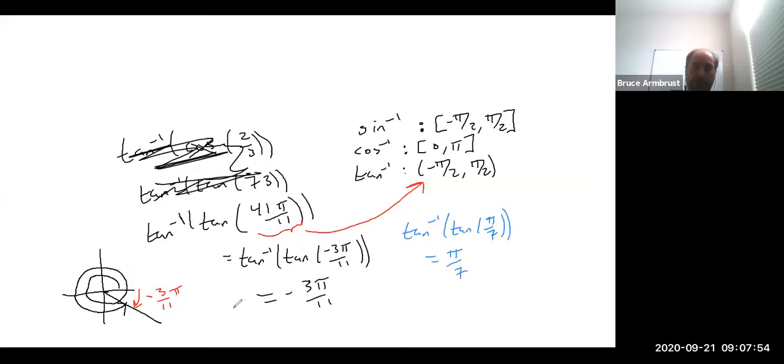So this is how I approach it. There are other ways. But basically, I like to figure out where my angle is. So I draw this picture or I mentally think about it. And then I use that to get myself back into the correct interval.